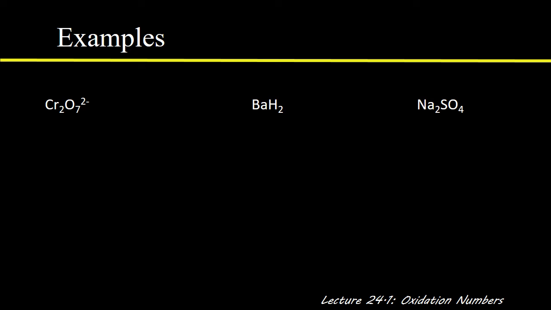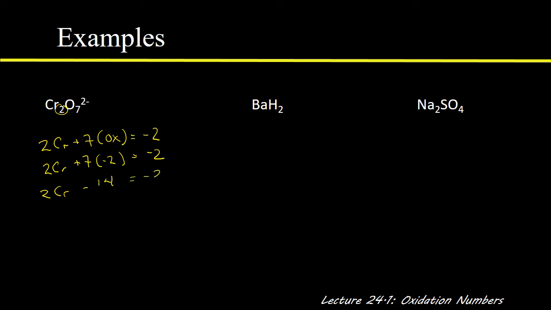Okay, this is the dichromate ion, similar to the chromate ion that we had before, except for now we've got 2 chromiums. So we set up our algebra. 2 chromiums plus 7 oxygens equals the net charge, which is -2. Oxygen is most electronegative, so it gets its preferred anionic charge of -2. 2 chromiums -14 is -2.